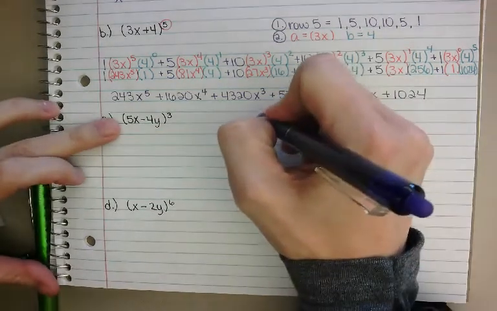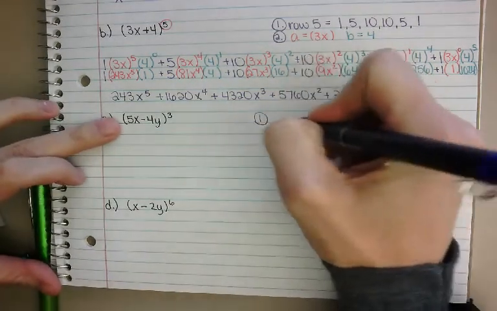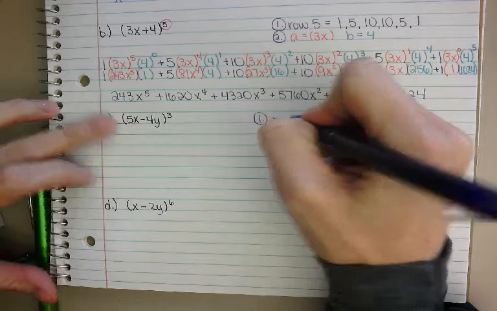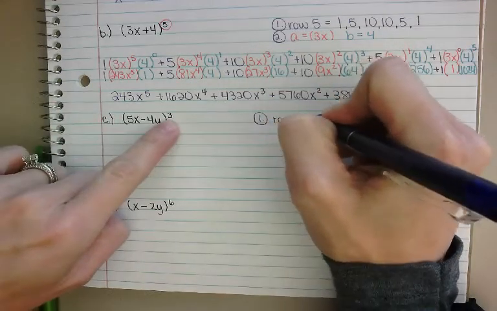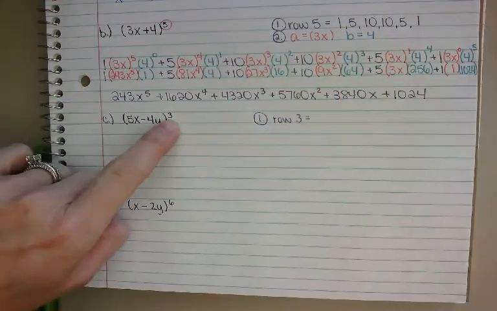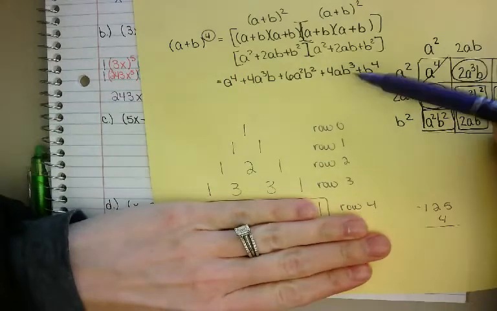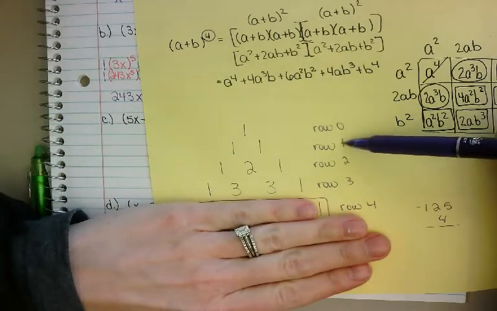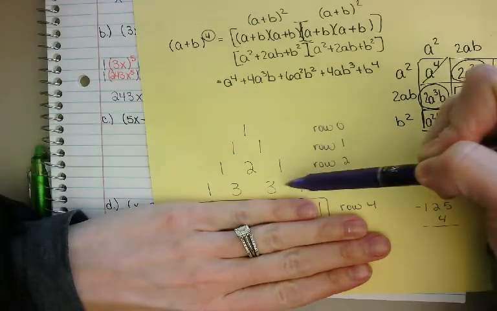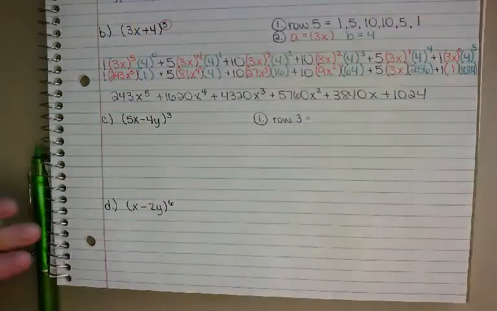So the very first thing again is you always want to figure out what row you're dealing with. So we're dealing with row 3 from Pascal's triangle. And remember on Pascal's triangle, they start off at row 0. We're going 1, 2, 3. So I know I'm going to have a 1, 3, 3, 1.